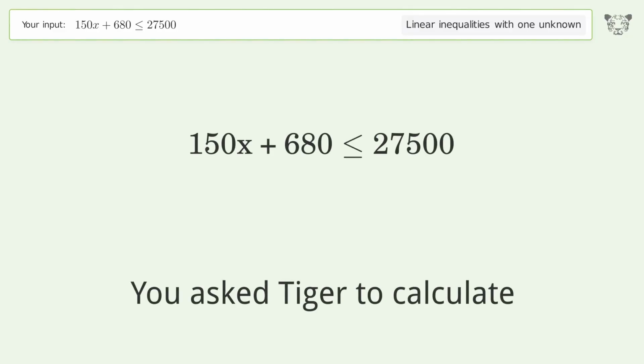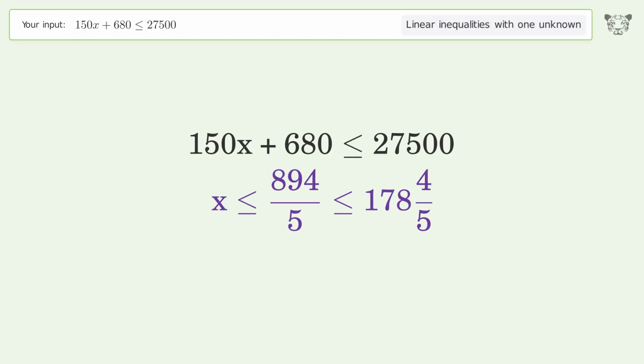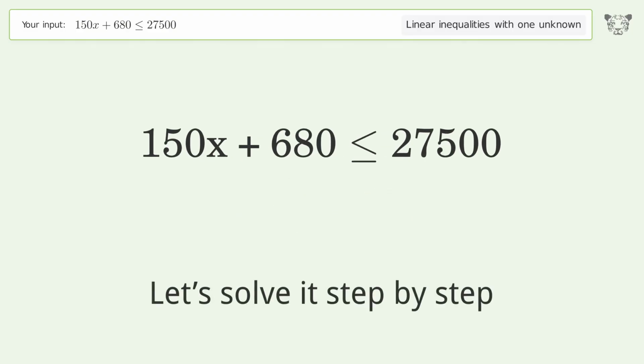You ask Tiger to calculate. This deals with linear inequalities with one unknown. The final result is x equal or smaller than 894 over 5 equal or smaller than 1784 over 5. Let's solve it step by step.